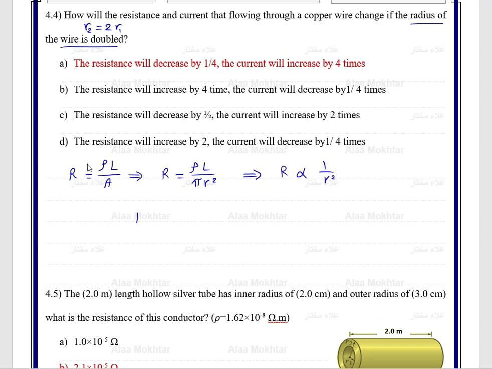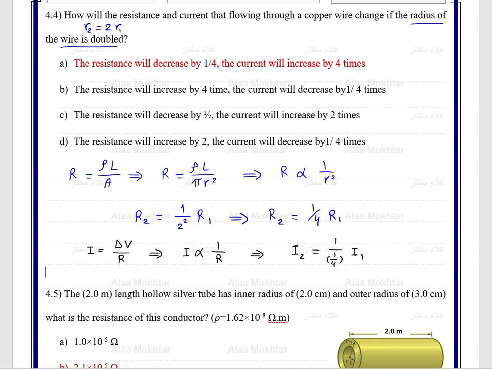What does it mean? R in case 2 equals 1 over 2 squared times R1, so the resistance R2 equals 1 over 4 of R1. The resistance will decrease to 1 over 4. What about current? From Ohm's law, I equals delta V over R, where delta V is constant, and all of us know I is inversely proportional to resistance. It means I2 equals 1 over 1 over 4 of I1, so I2 equals 4 times I1. The answer: the resistance will decrease to 1 over 4, and the current will increase by 4 times.